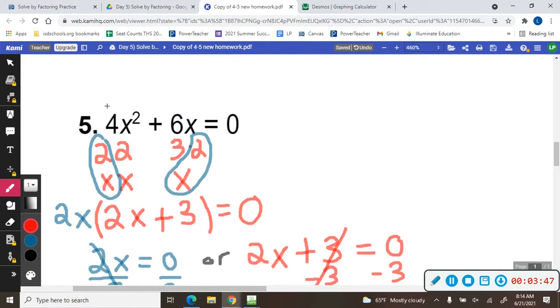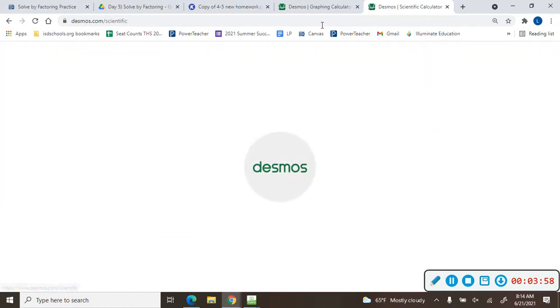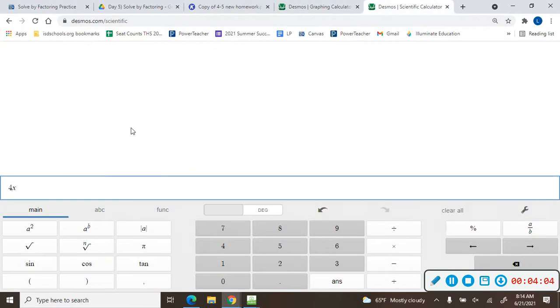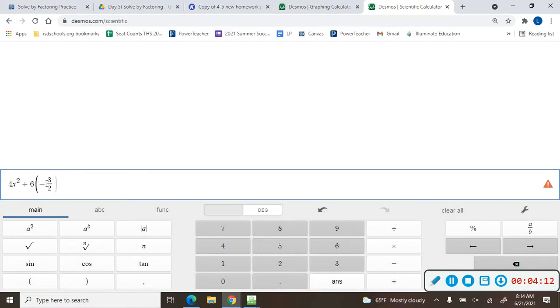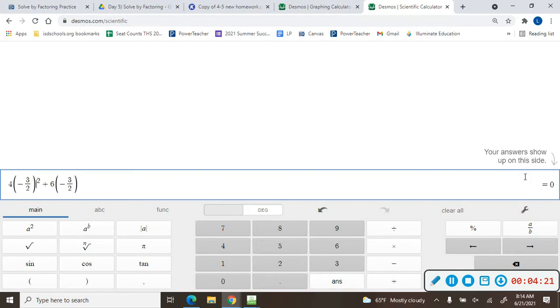And so what that means is if I were to put that here and here, I'd get back 0. I'll show you. So 4x squared plus 6x. But instead of x, if I put in negative 1.5 or negative 3 halves, I get back 0. So there are 2 numbers that make this 0, one being negative 3 halves, the other being 0.